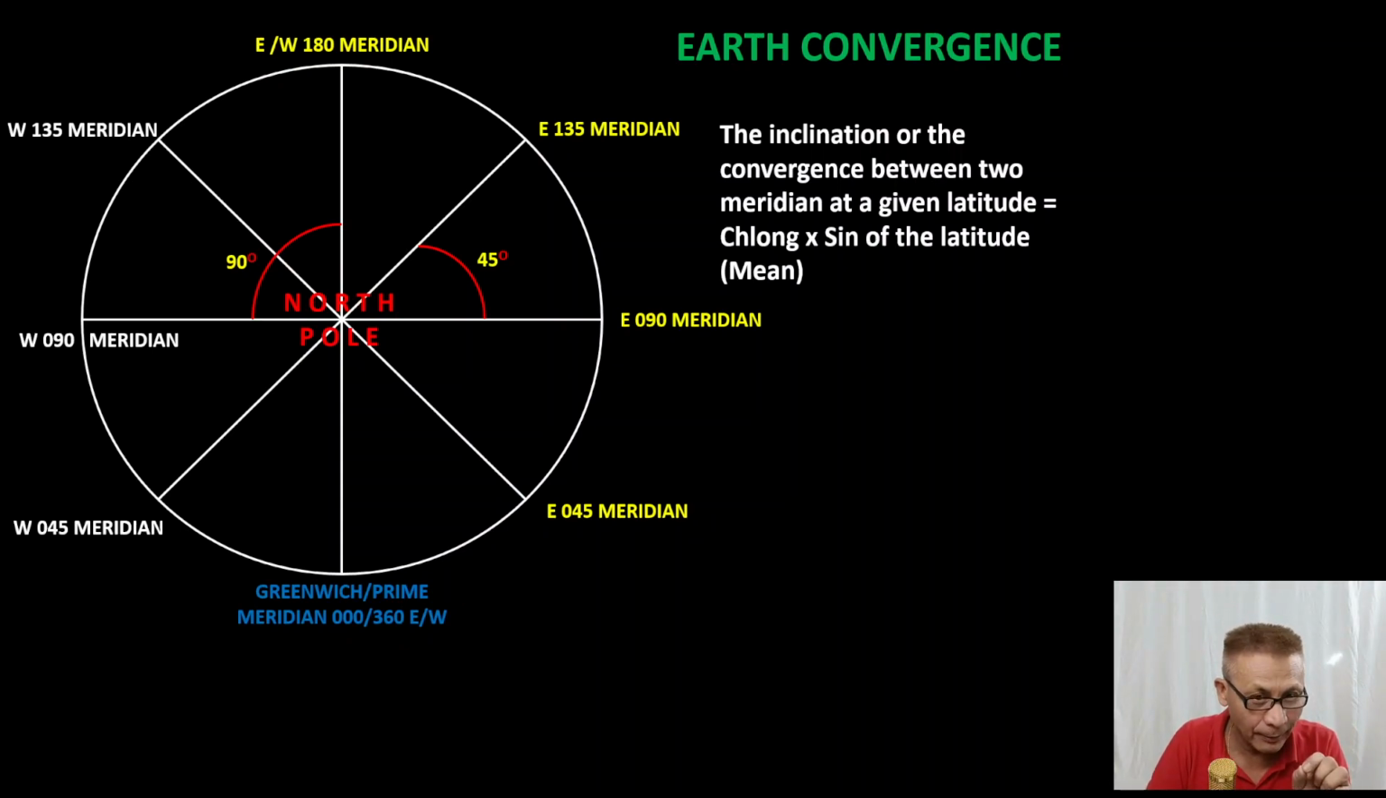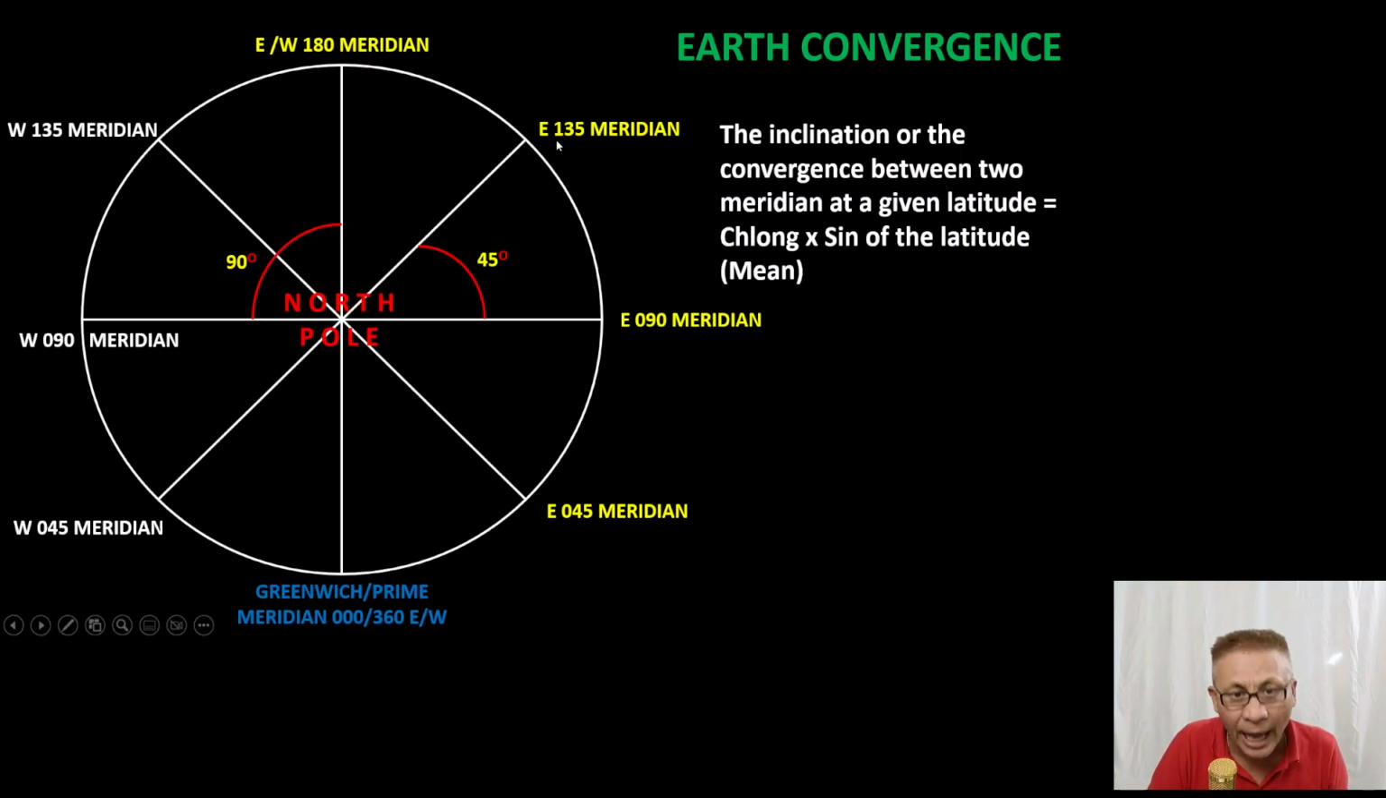We are talking about the Earth convergence. If you look at the equator, the change of longitude lines are parallel to each other. Even if the change in the longitude is 45 degrees, there is no inclination, so the convergence is 0. However, at the poles, the angle of inclination between the two meridians, 135 and 090, is 45 degrees. This 45 degrees is nothing but your Earth convergence.